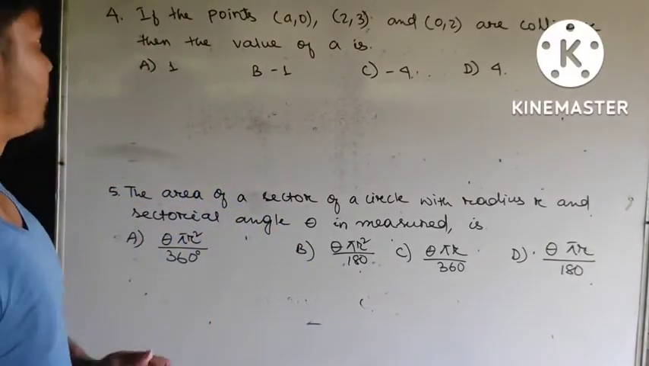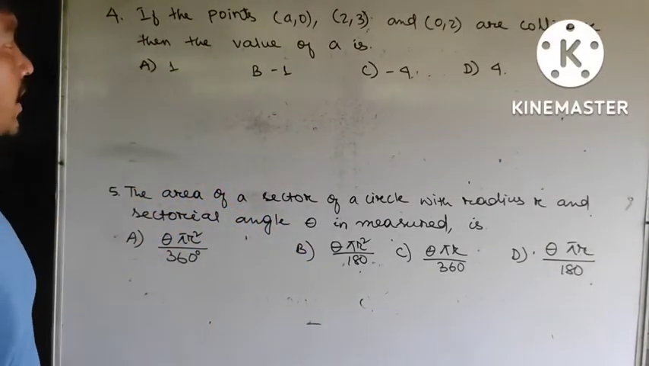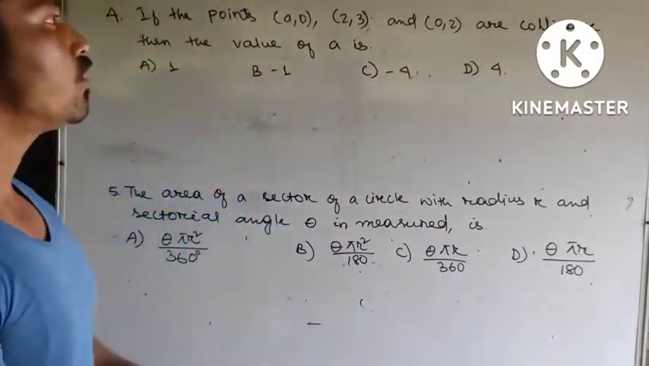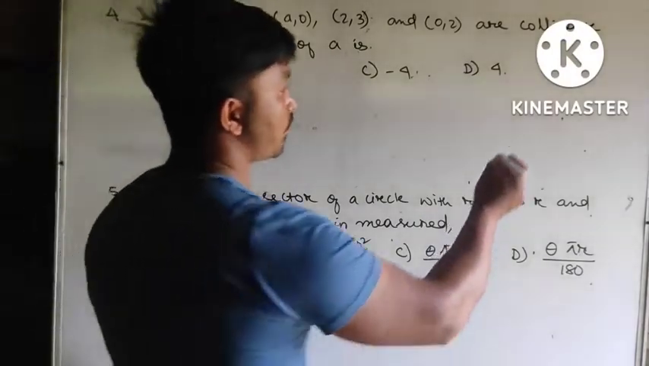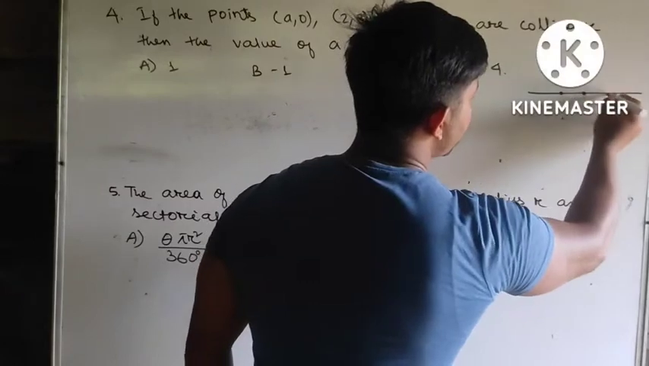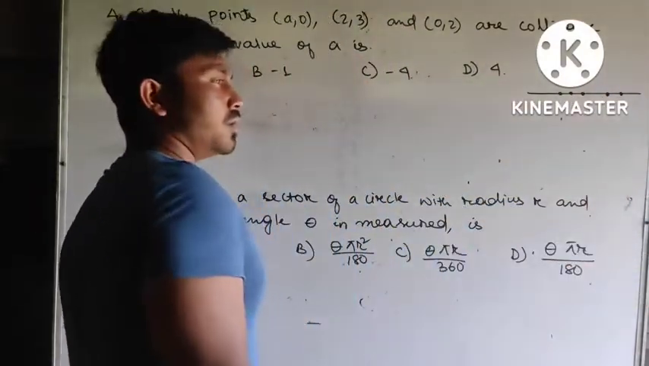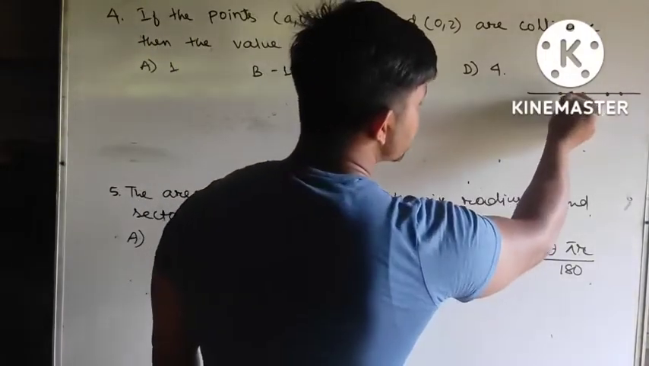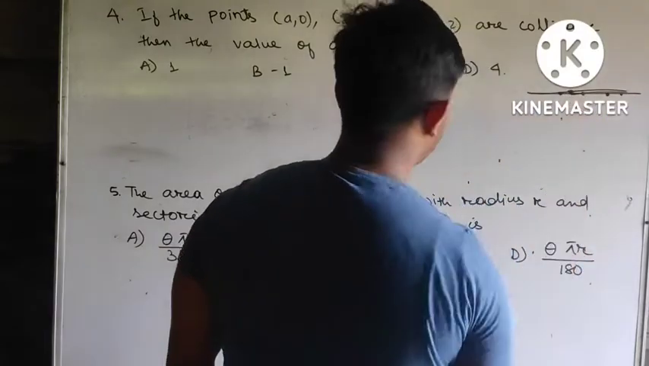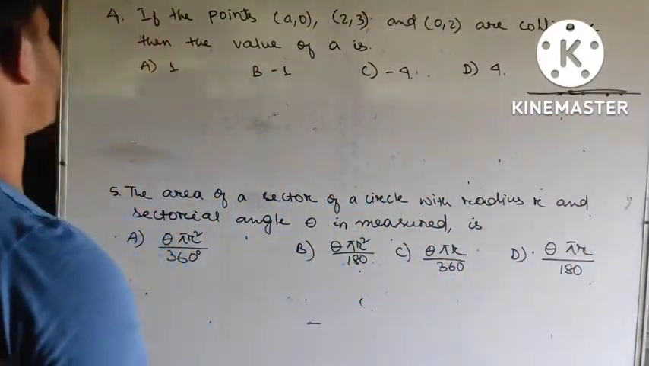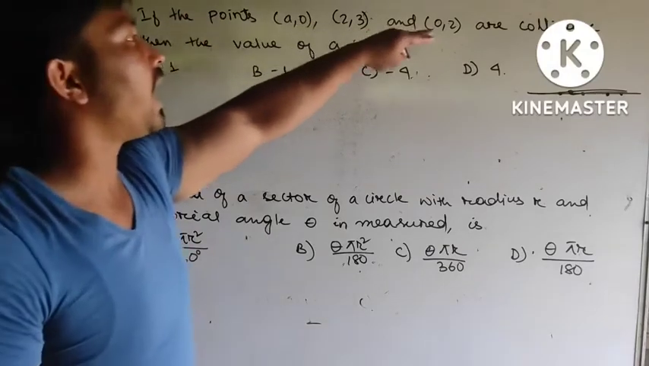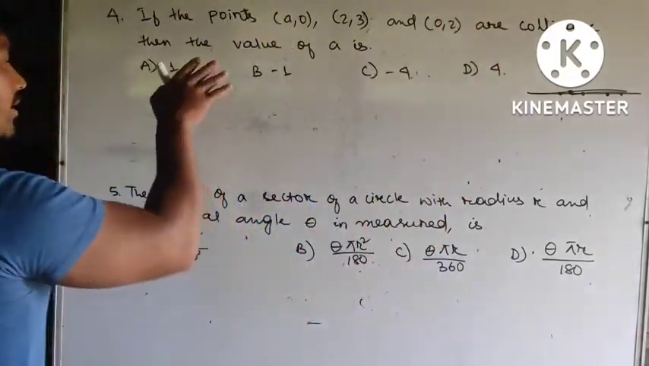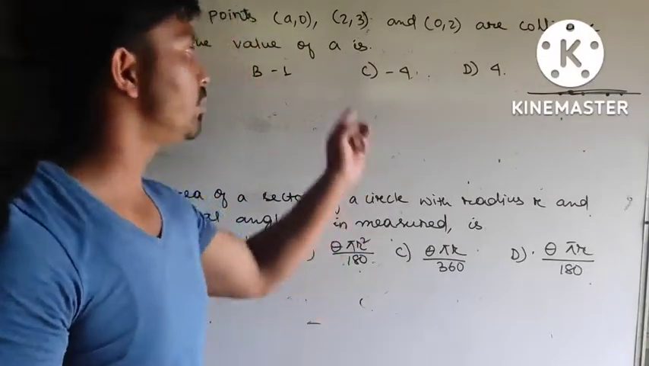Okay, question number 4. What is the question asking here? If the points A, 0, 2, 3 and 0, 3 are collinear. Collinear means the points will be in the same line. Three or more points, if they lie in the same line, then we call those points collinear points. So these points are collinear. Then we have to find the value of A.